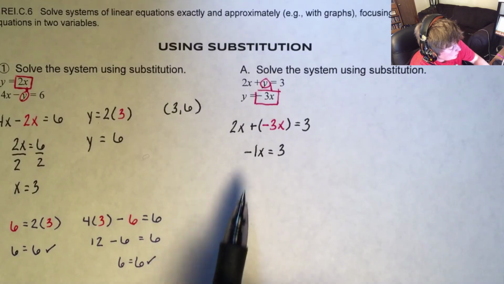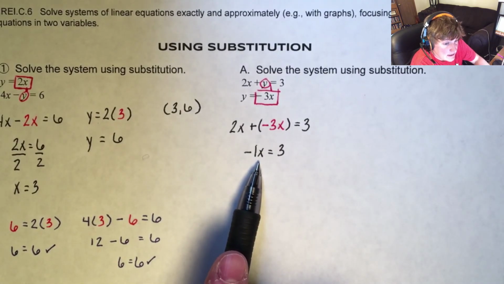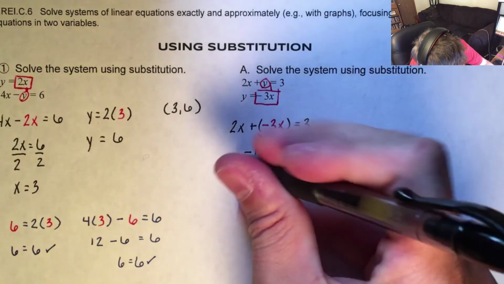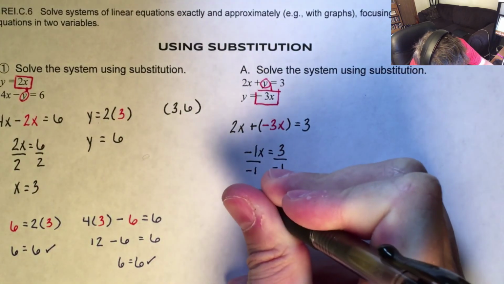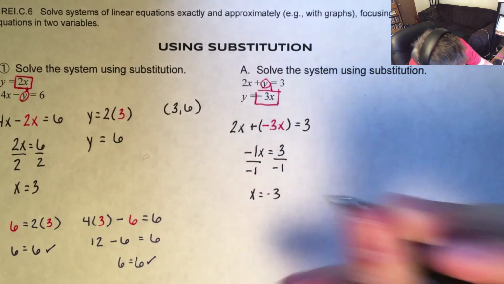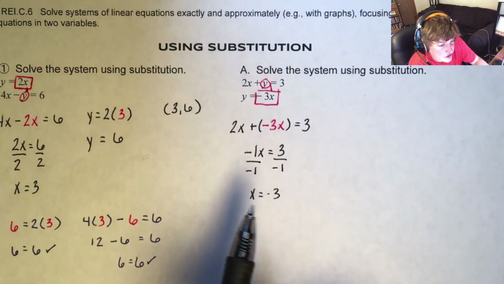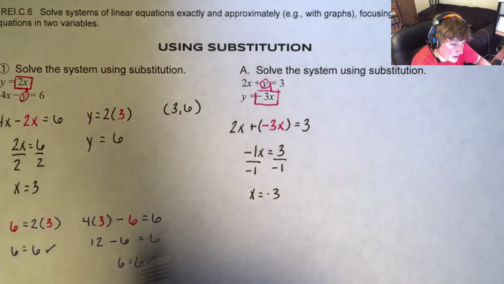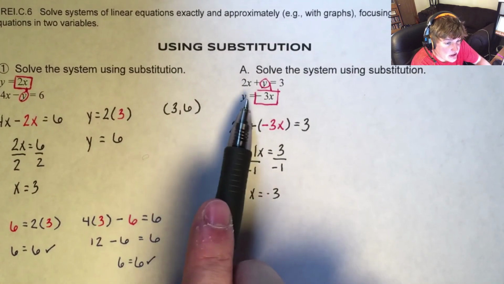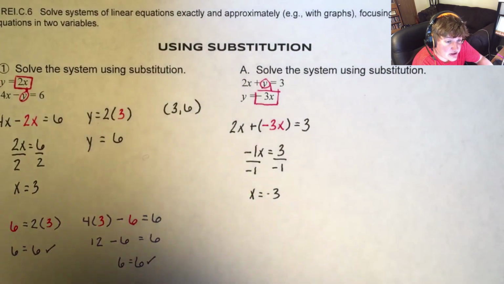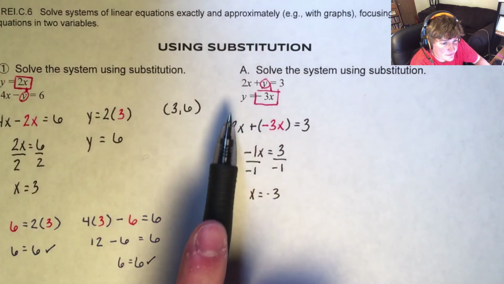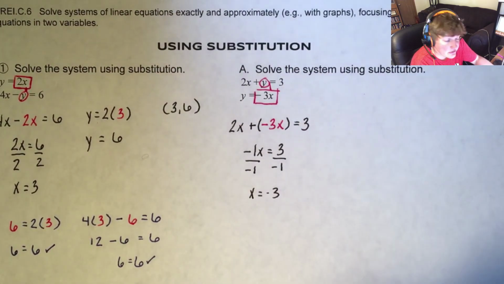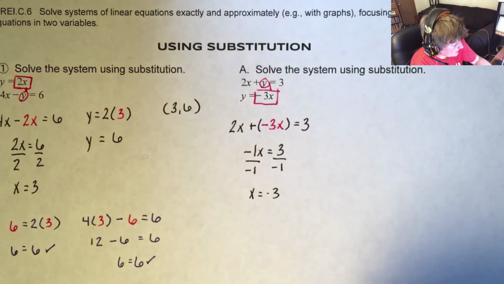We need to know that negative 1x means negative 1 times x, and so we're going to divide by negative 1. And now I get x is equal to negative 3. Okay, so there's my first part of my answer. Now I need to find the other part. You can plug it into either equation, but realistically, it doesn't matter. I'm going to pick the bottom one again, because y is already isolated, so it's going to be the easiest work for me.